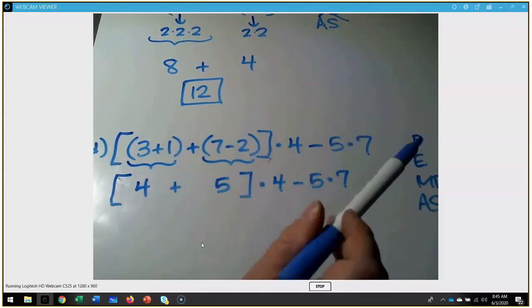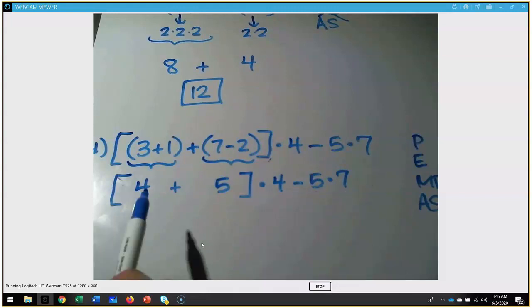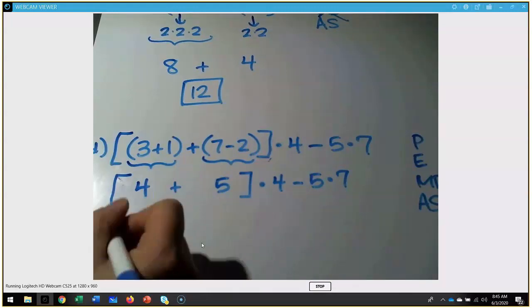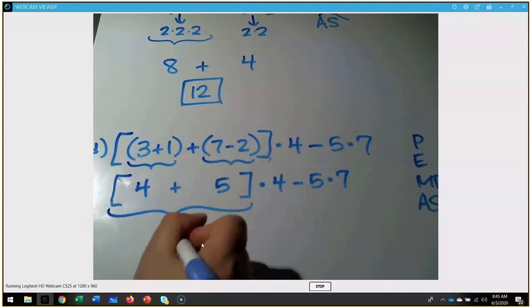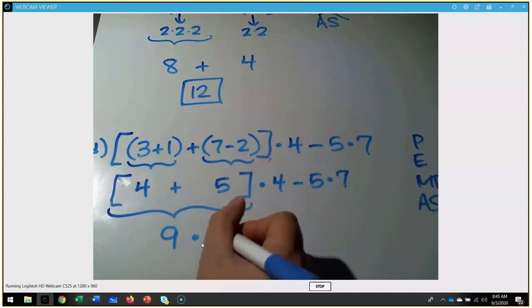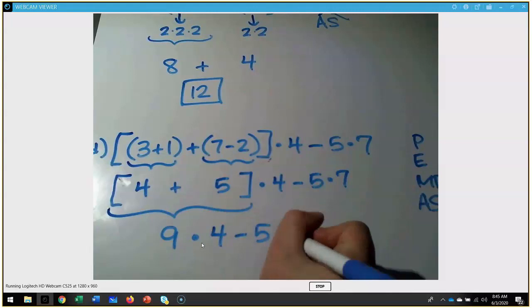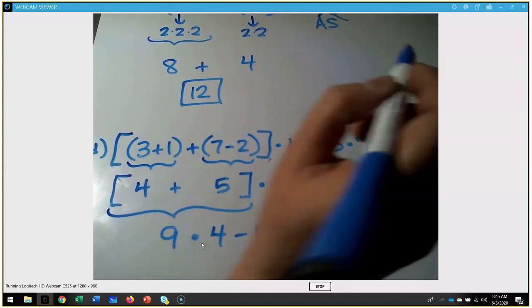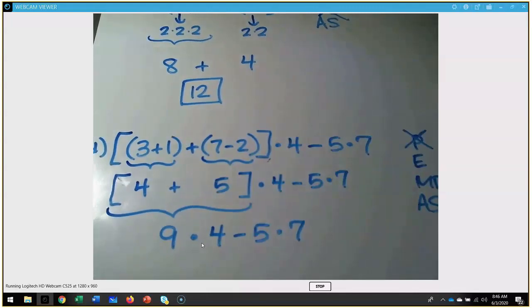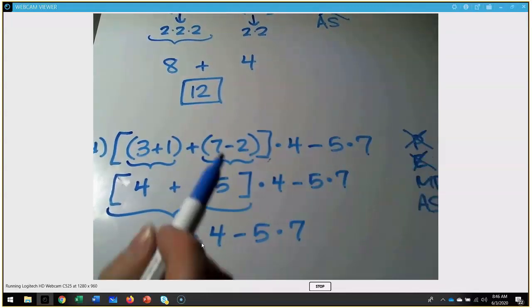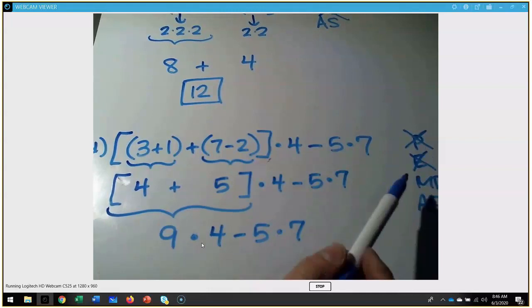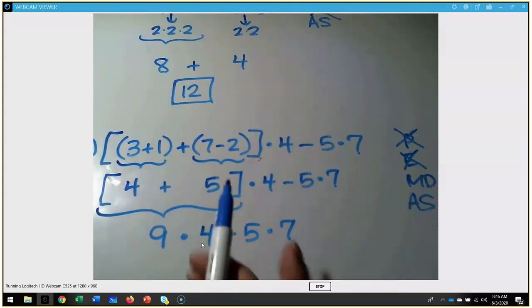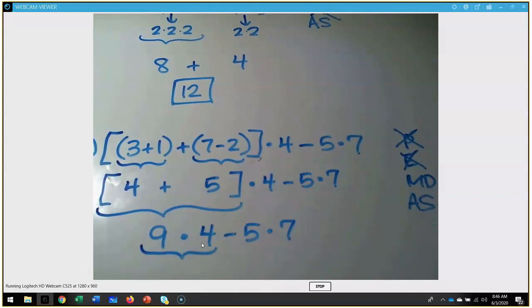So I'm not done with my parentheses step until I add this up now. So 4 plus 5 is 9. Now the parentheses are done. I don't see any exponents, so I can skip that. Now I'm going to look for multiplication and division. I see multiplication here, and I see multiplication here. So I can do those together.